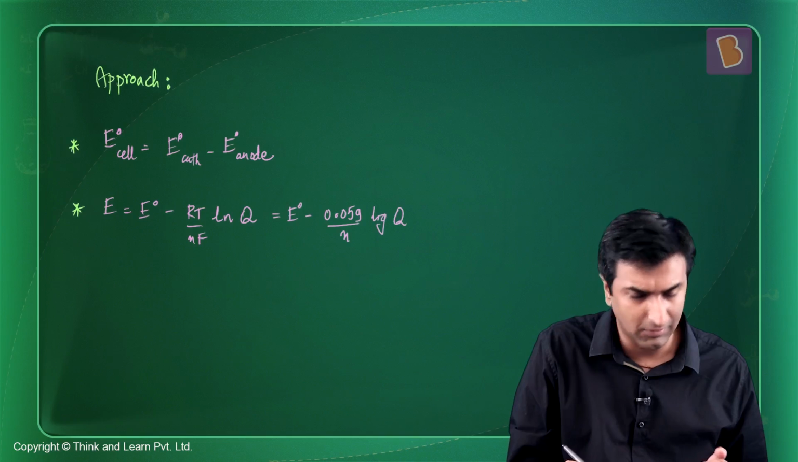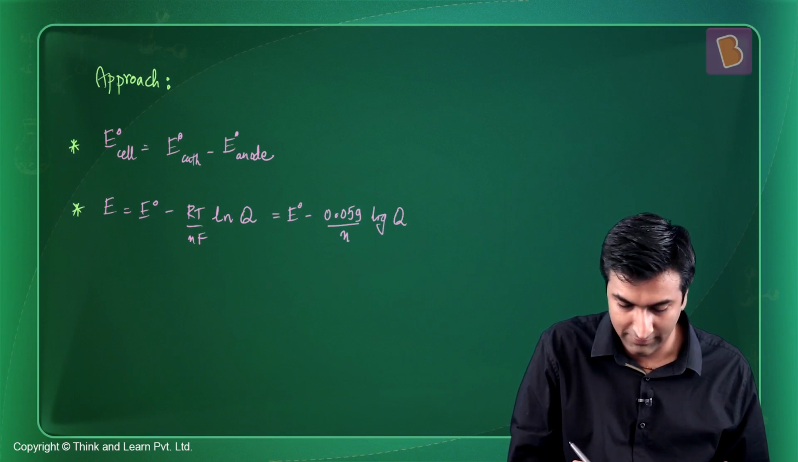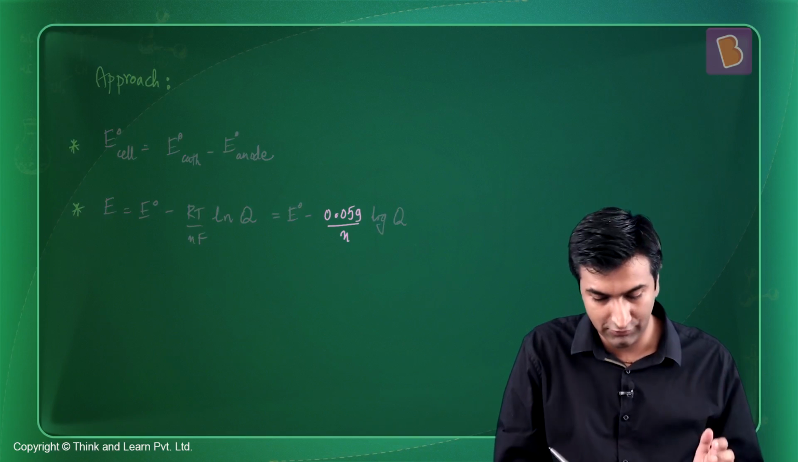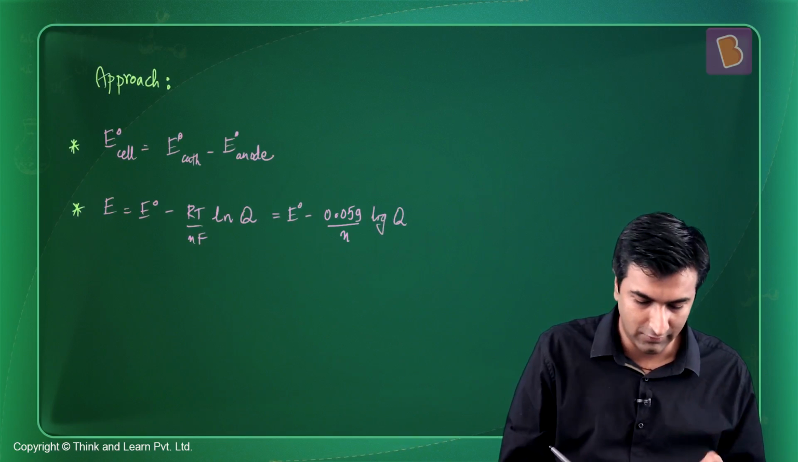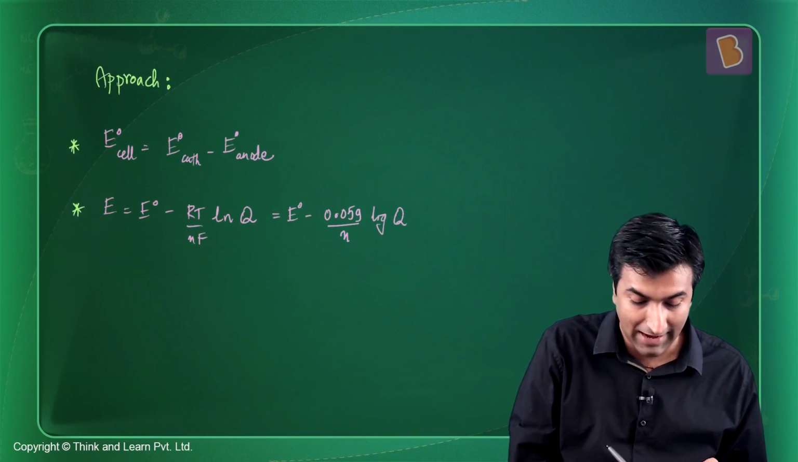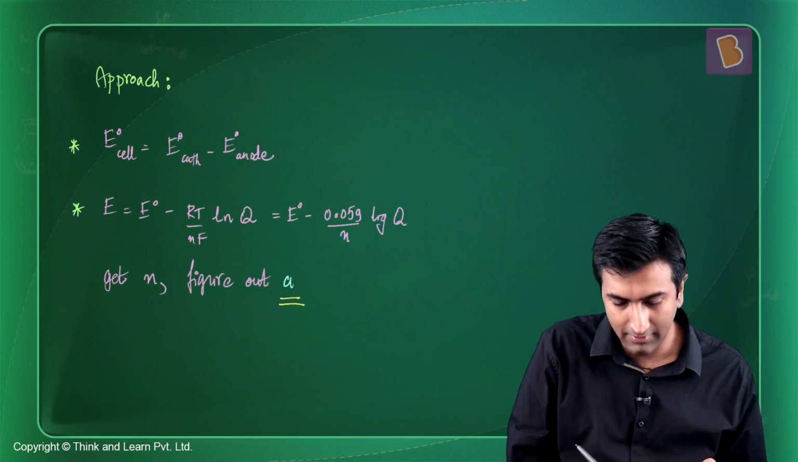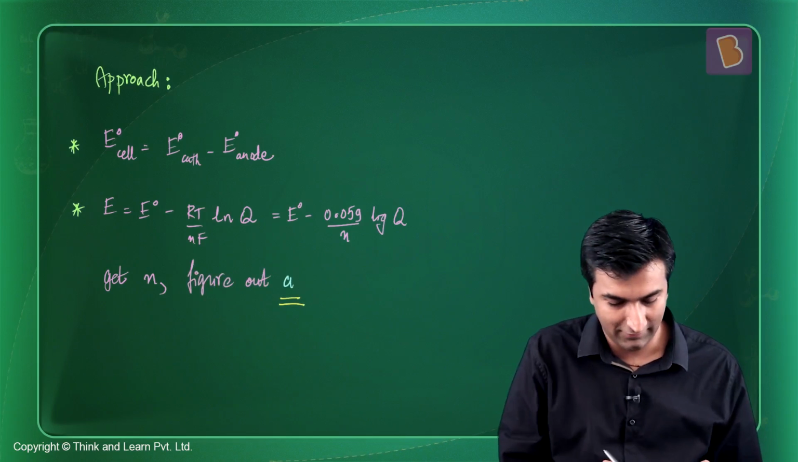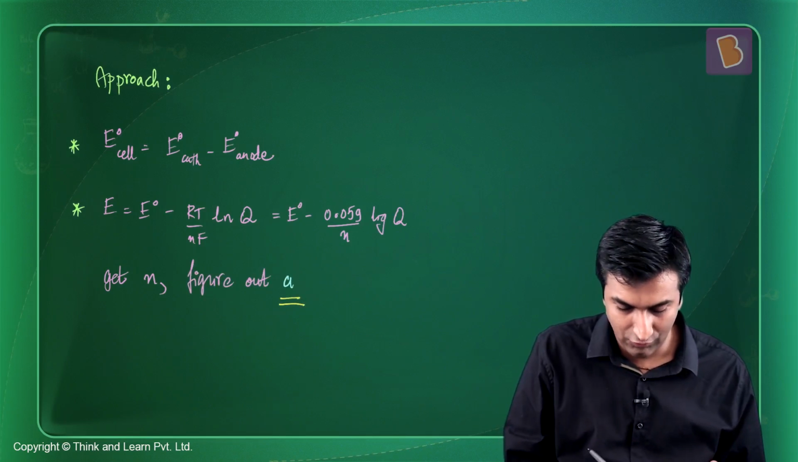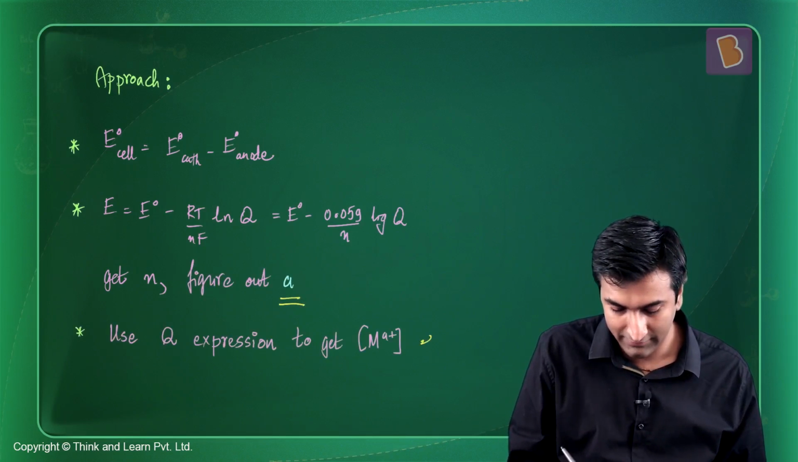In our case, because it's at STP, we can just use this expression directly where that entire value is 0.059 by N. A quick revision of what's what. So from here, we can get the N value and hence also figure out A. This figuring out of A, it's interesting. I'll walk you through it. From here, it's direct. I use the Q expression, you get MA plus.